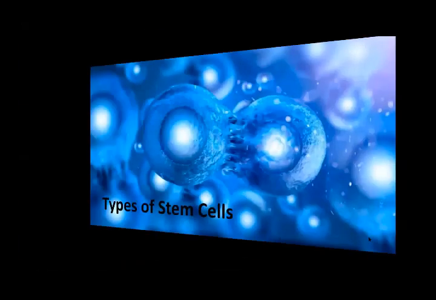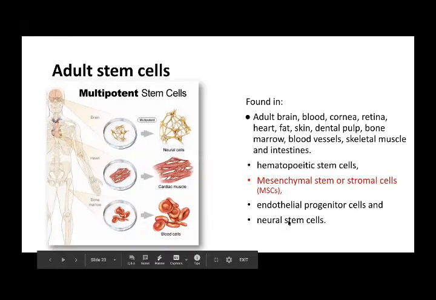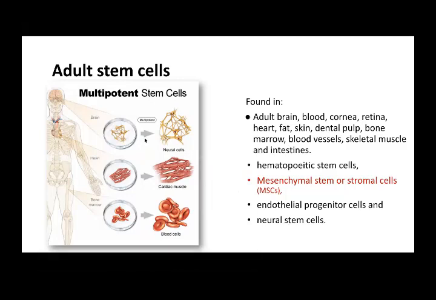Now, types of stem cells. There's multipotent stem cells. It's showing you right here. Now, stem cells found in the adult brain, blood, cornea, retina, heart, fat, skin, dental pulp, bone marrow, blood vessel, even muscles are hematopoietic stem cells. Mesenchymal stem cells or stromal cells. Endothelial progenitor cells. Neural stem cells. They're the different types.